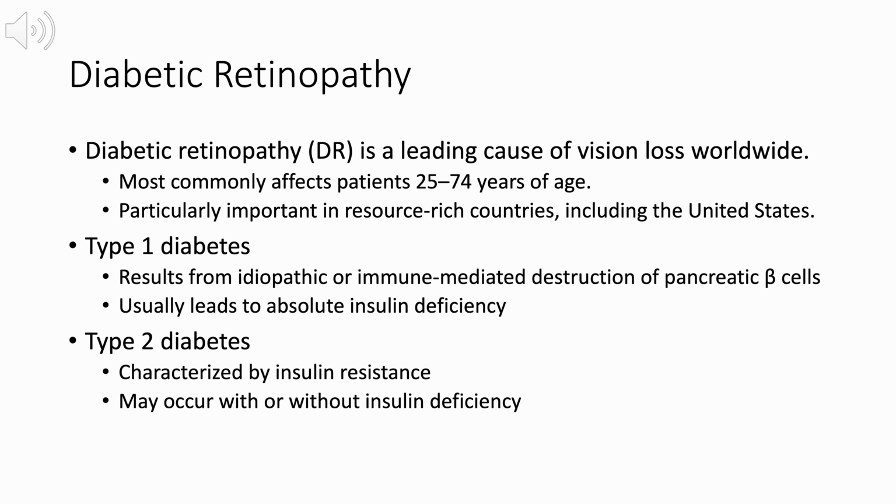Type 2 diabetes, by contrast, is characterized fundamentally by insulin resistance, and it may occur with or without an accompanying insulin deficiency. Keep that distinction in mind because the insidious nature of type 2 disease, a body that is resistant to insulin long before anyone measures a glucose, will directly explain why so many type 2 patients already have retinopathy on the day they are diagnosed.